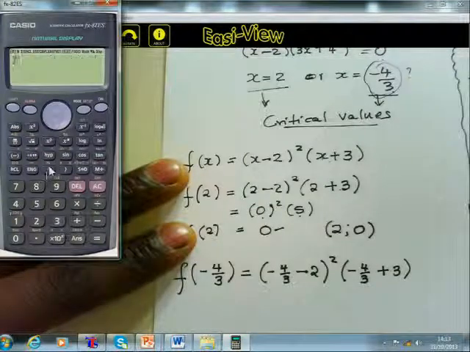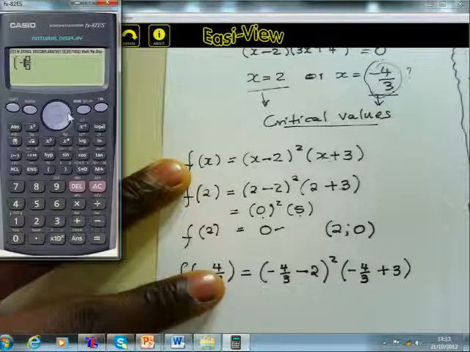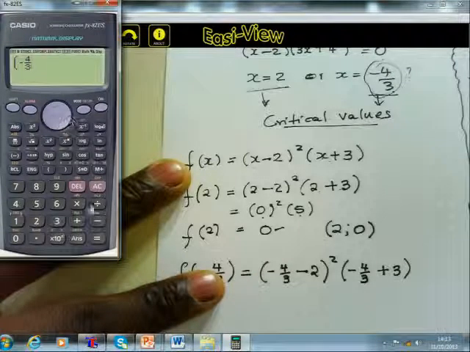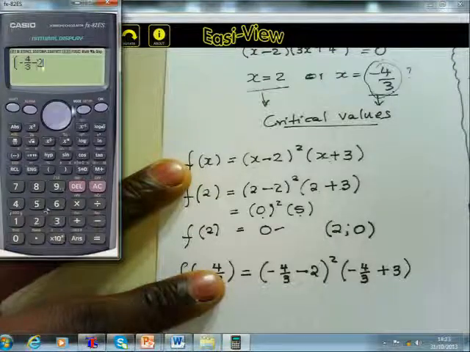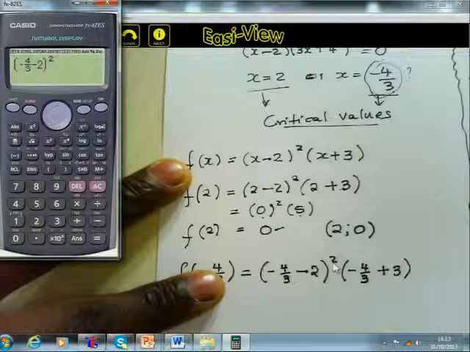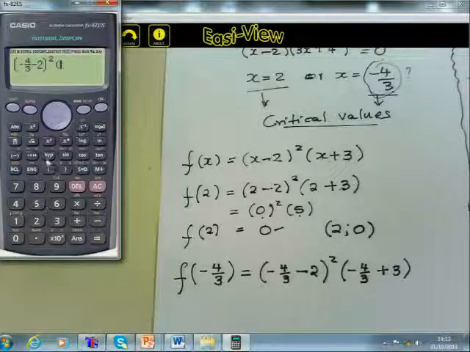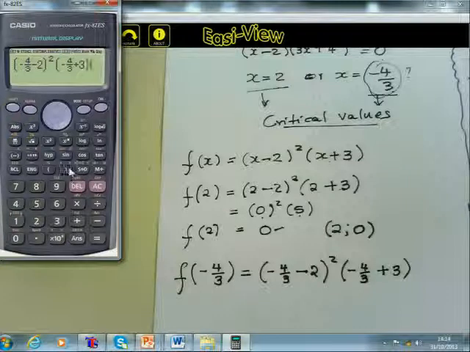Let's go into the calculator. There is your calculator: the bracket, and your fraction, it is going to be negative 4 over 3. Next is minus 2. You close your bracket, and all this is squared. You see that? It is squared, and then next it's going to be again negative fraction 4 over 3, and next plus 3, close the bracket, voila.